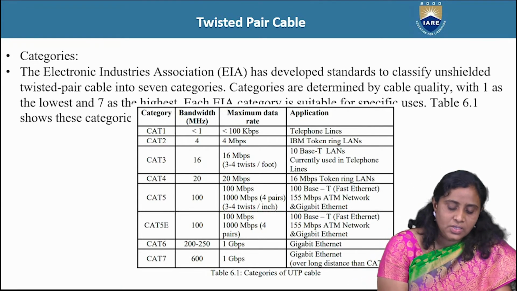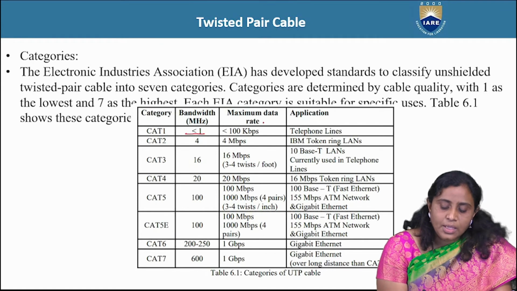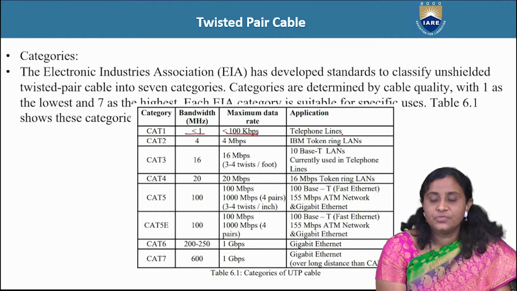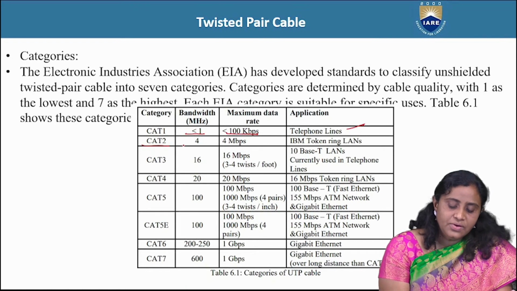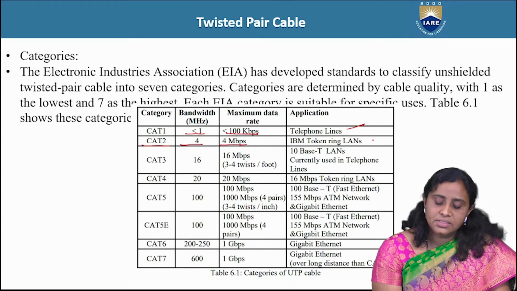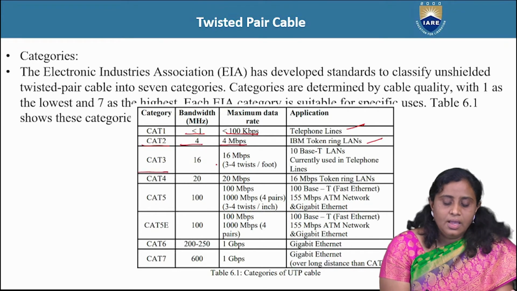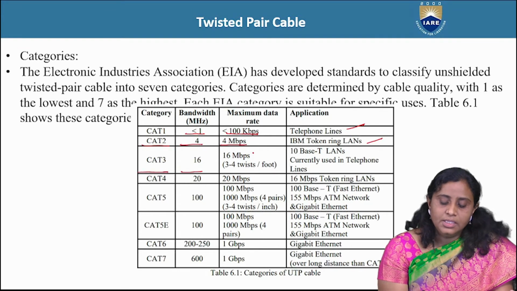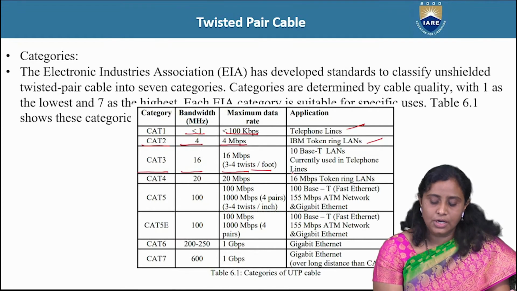Category 1 has a bandwidth of less than 1 and a maximum data rate of less than 100 kbps, and the application is telephone lines. Category 2 has a bandwidth of 4 and a maximum data rate of 4 Mbps, and the application is IBM token ring LANs. Category 3 has a bandwidth of 16 and a maximum data rate of 16 Mbps, with 3 to 4 twists per foot, used for 10-base-T LANs and currently in telephone lines.